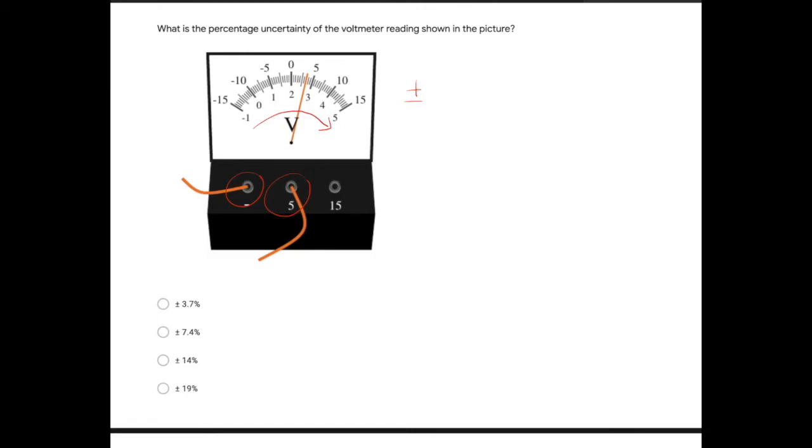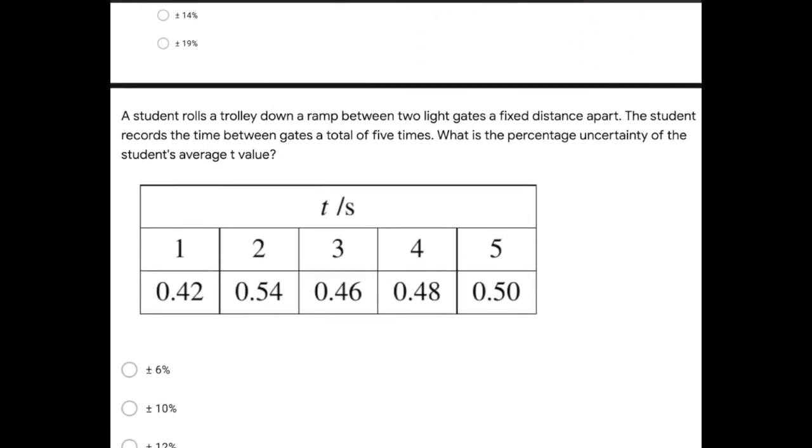If we are using the lower scale, then you will see that the smallest division we have is 0.1 volts, and therefore our absolute uncertainty is going to be plus or minus 0.1. So to work out our percentage uncertainty, we take that absolute uncertainty, divide it by the actual value, which if we look at the scale is 2.7 volts, and multiply that by 100. That gives us a value of 3.7%. So our answer would be A.